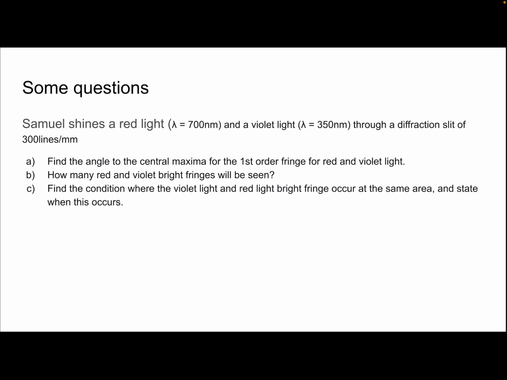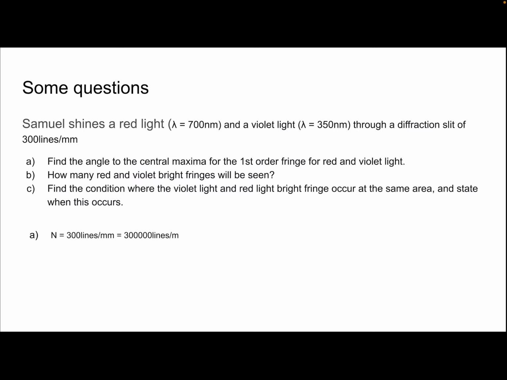Right, so question A: find the angle to the central maxima for the first order fringe for the red and violet light. That's a pretty straightforward question. We can just use n lambda equals d sine theta for both cases. Case 1 is with the red light, and case 2 is with the violet light. First things first, we don't know what our d is just yet. We need to use our 300 lines per millimeter to find the distance d.